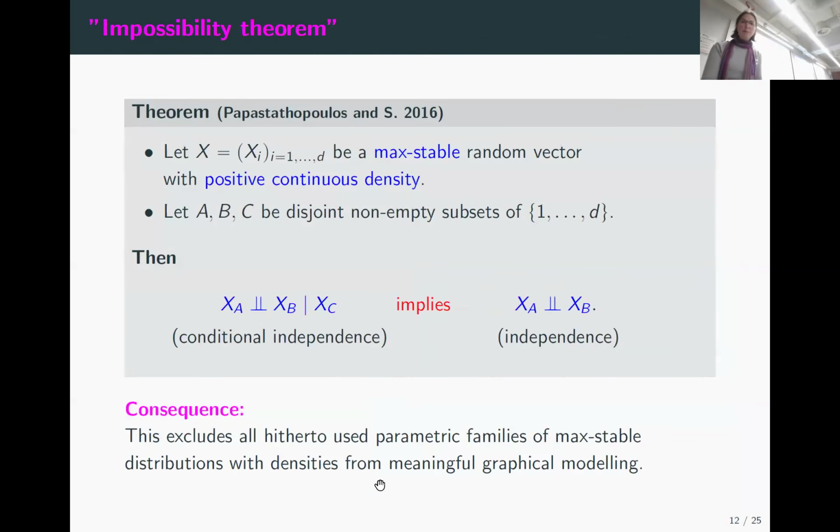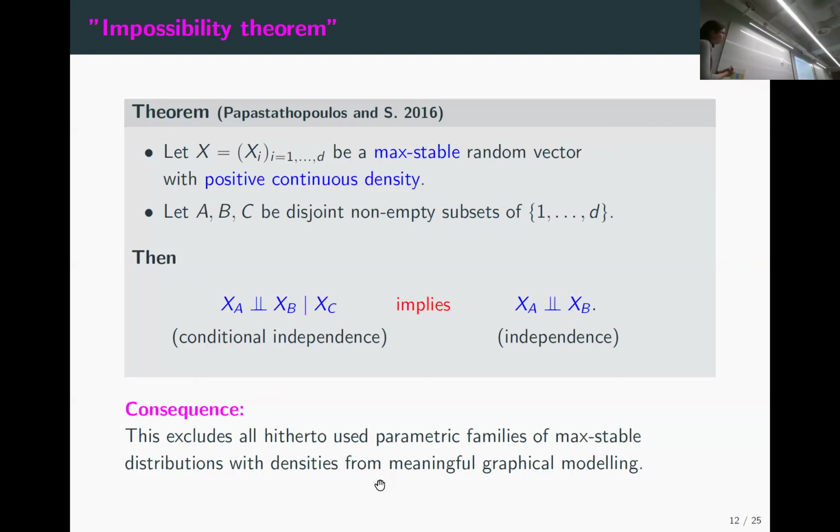So maybe let's just recall this kind of impossibility theorem. What we found is that whenever we have a positive continuous density in such a vector, and we have disjoint subsets of our index set, then conditional independence already implies independence. We had a proof for that. And this is a very unnatural thing somehow. It really doesn't lend itself to any meaningful incorporation of sparsity structures in most of the well-known models.